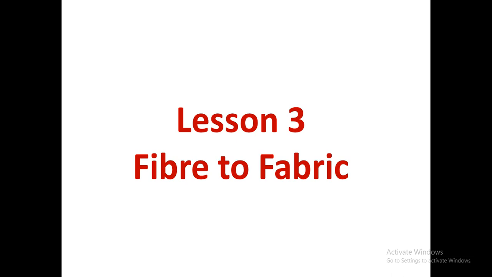The next lesson is lesson number 3, fiber to fabric. The topic is the same as what you have learned in your 6th standard. Just a small bit of difference is that in 6th standard you learnt about cotton, jute, hemp, all of which are plant fibers. Whereas in 7th standard you are going to learn about animal fibers, children. So, shall we move on to the lesson?